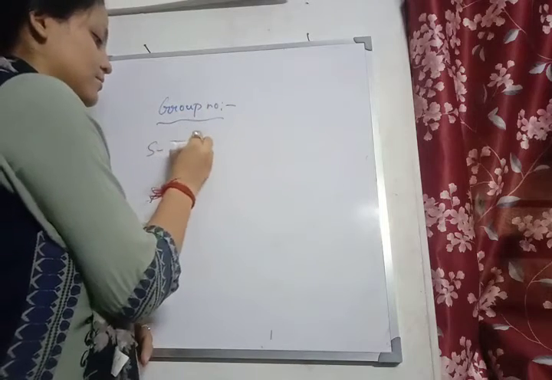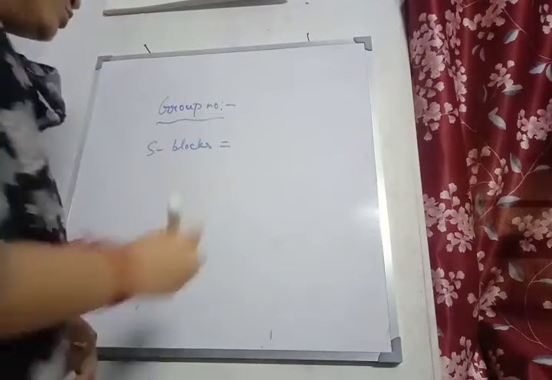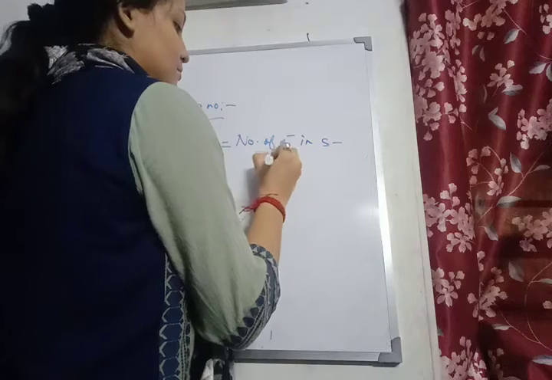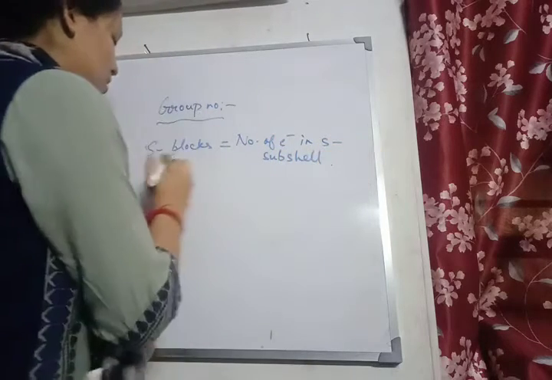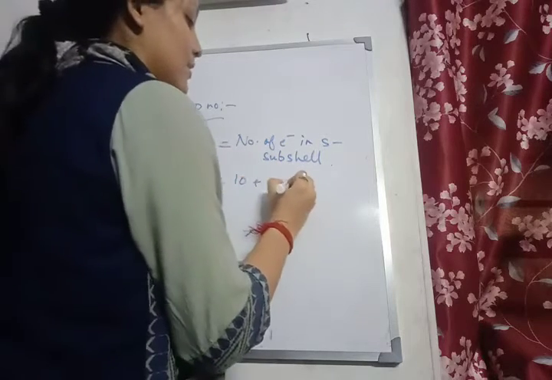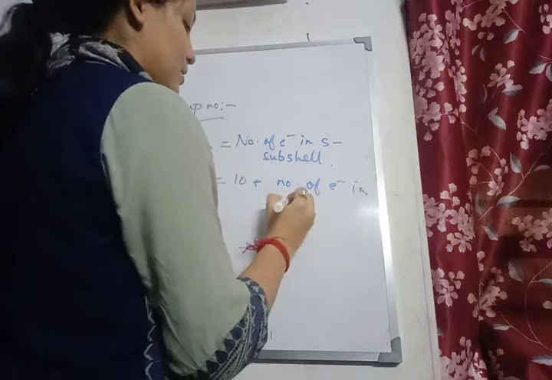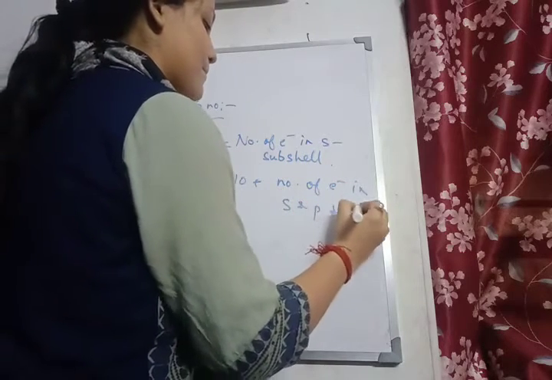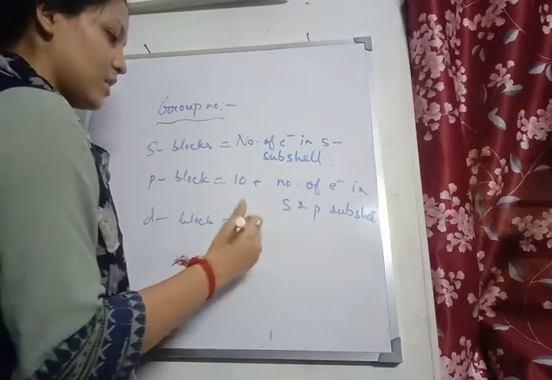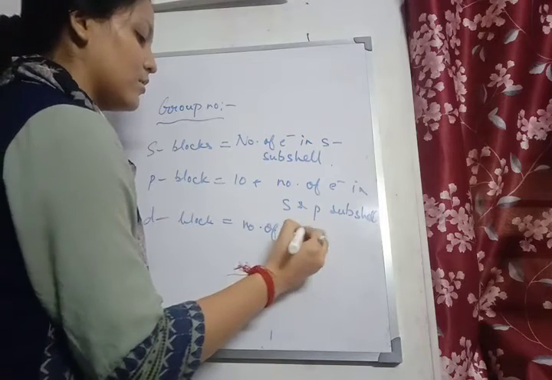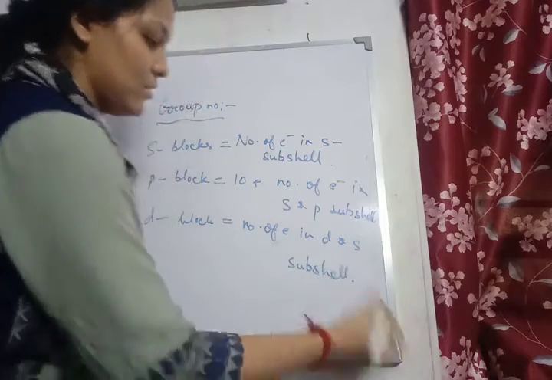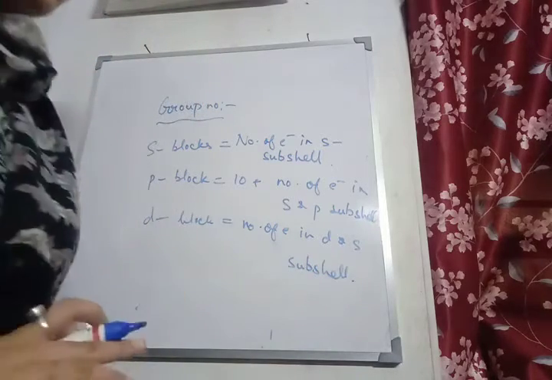Group number for S block is equal to the number of electrons in the S subshell. For P block, it is equal to 10 plus the number of electrons in S and P subshell. For D block, it is the number of electrons in D and S subshell. And for F block, we have only one group number, that is group 3.